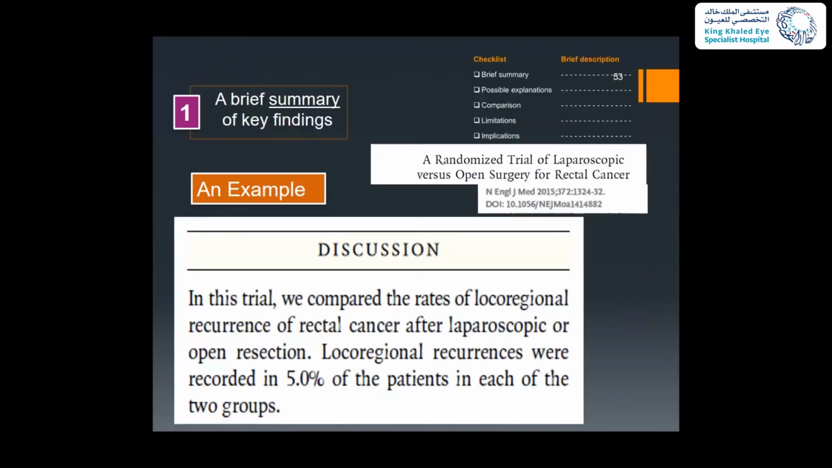This is an example from the New England Journal of Medicine. This is a clinical trial, and this is the first paragraph. In this trial, we compared the rates of loco-regional recurrence of rectal cancer after laparoscopic or open resection. Excuse me, doctor, you have exceeded your time. Time is up. Okay, so I can conclude in 2 minutes. Okay, thank you. You see, loco-regional recurrences were recorded in 5% of the patients in each group, so the recurrence rates were similar in these two groups. All you need to say is this.